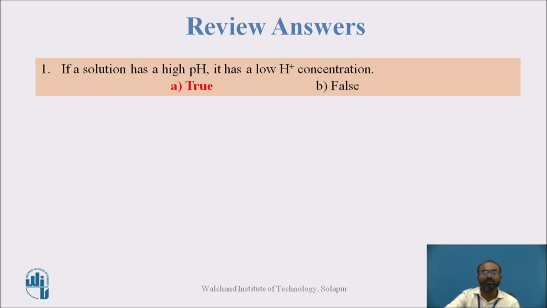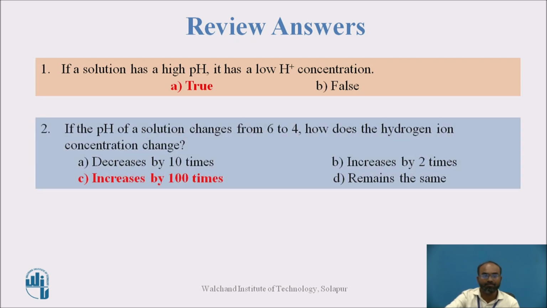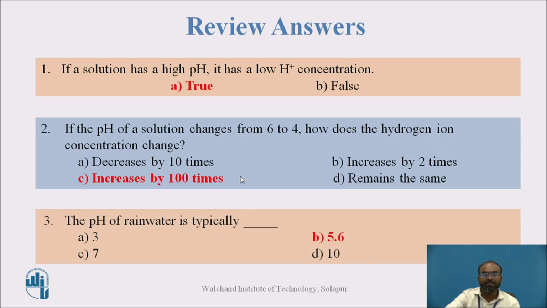Yes, if the solution has high pH, automatically the H plus ions concentration reduces. If the pH of the solution changes from 6 to 4, automatically your H plus ions concentration must increase. Now putting into the formula which we solved earlier, you will get the answer that it can increase by 100 times. And generally the pH of rainfall water is typically 5.6.